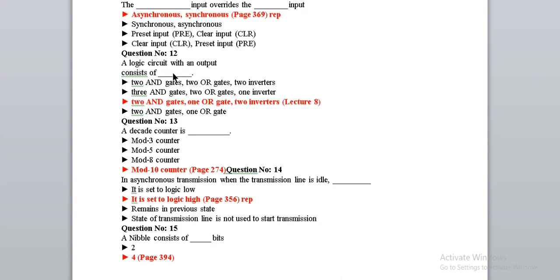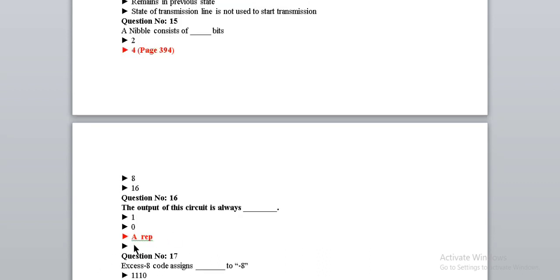A logic circuit with an output consists of 2 AND gates, 1 OR gate, 2 inverters. A decade counter is a mod 10 counter. In asynchronous transmission, when the transmission line is idle, it is set to logic high. A nibble consists of 4 bits. The output of this circuit is always A.